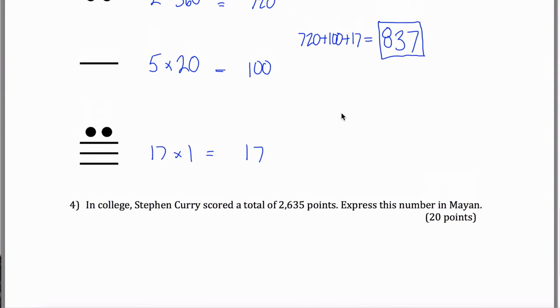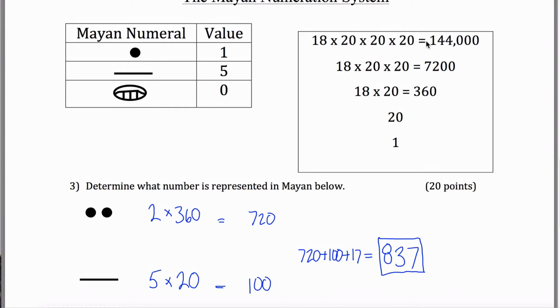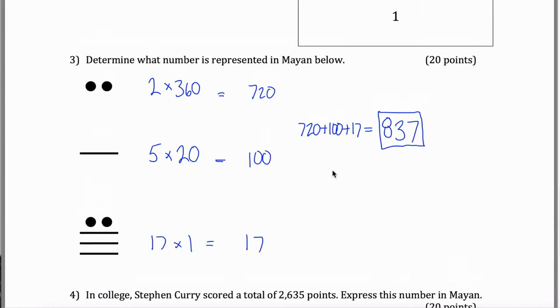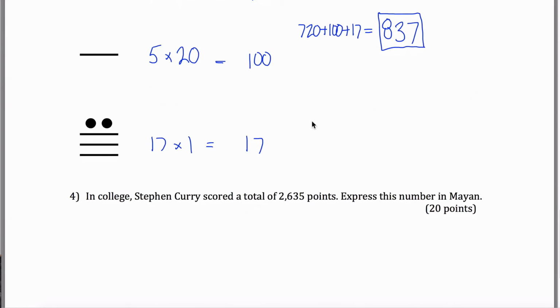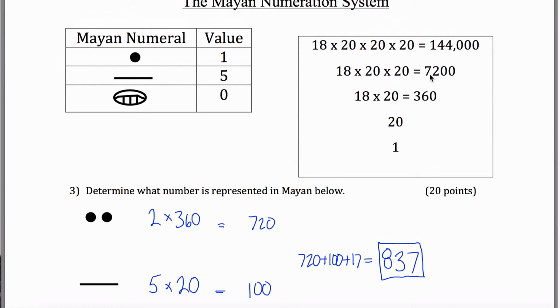All right, 2,635. Well, if I go up to my key up here, this fifth row up here, each one represents 144,000. That's too high. He only scored 2,000 points. This one, every one represents 7,000. Again, that's too high because he only scored 2,000 points. And I guess there should be a comma here. Not that important. So it's a whole bunch of 360s.